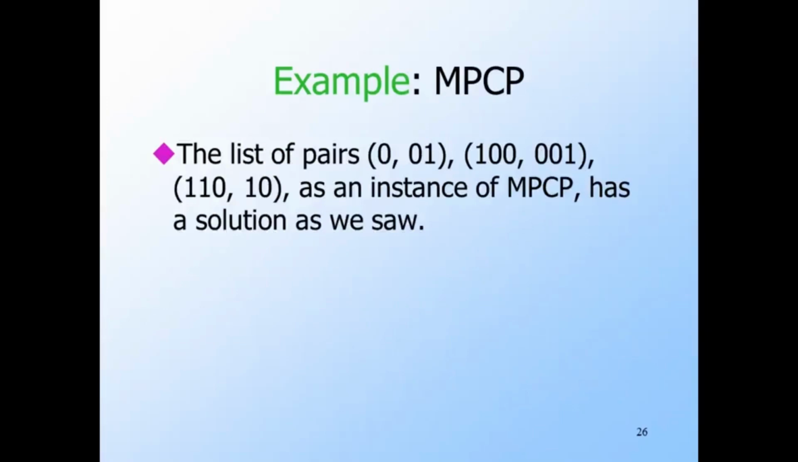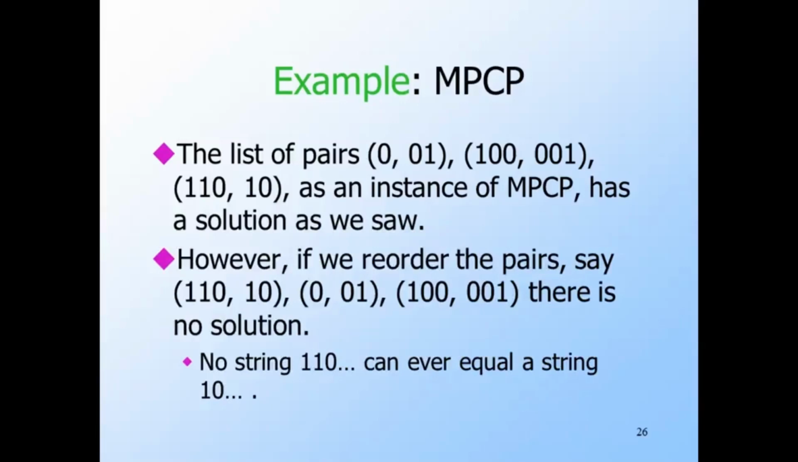Just to get the distinction between PCP and MPCP clearer, observe that if we treat the list of 3 pairs from our previous example of PCP as an instance of MPCP, then the answer is yes. The reason is that there is a sequence of indexes beginning with 1, say 1, 3, that produces equal strings from the first and second components of the pairs. But we can reorder the pairs, say by putting 1, 1, 0 and 1, 0 first. As an instance of PCP, order of pairs doesn't matter. There is still a solution. But as an instance of MPCP, there is now no solution.